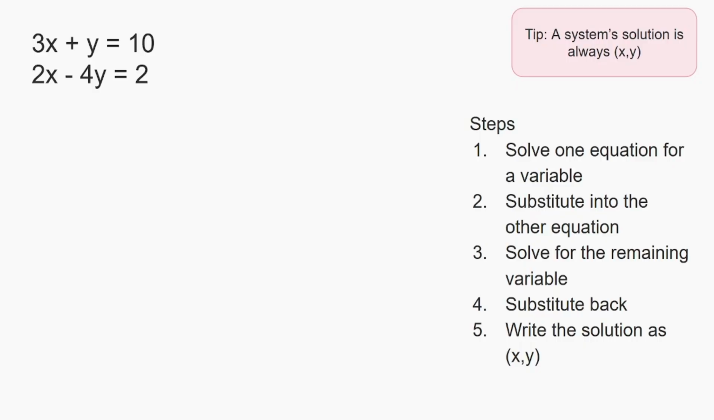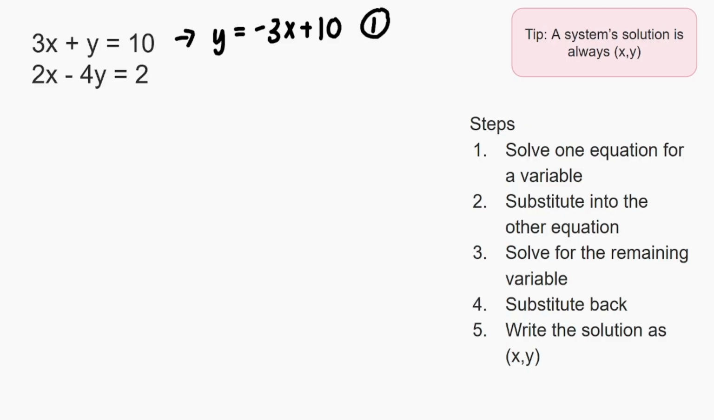Now let's tackle the first question. I have the steps on the side for reference as we work through this problem together. So we're going to solve one equation for a variable. In this case, we could do x or y. But as you can see here, the y is just 1, so it's easy to isolate. So we're going to do that first. So let's make this equation into y equals negative 3x plus 10. As you can see, we're just moving the 3x over to the right. And that is step 1 done.